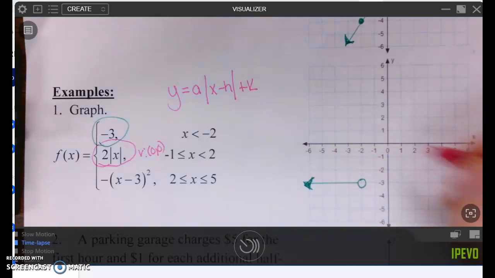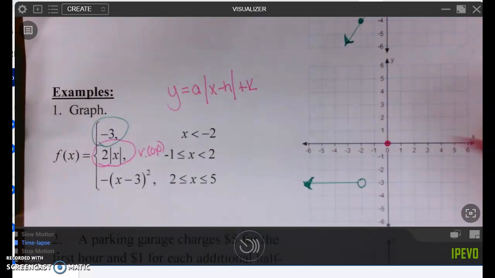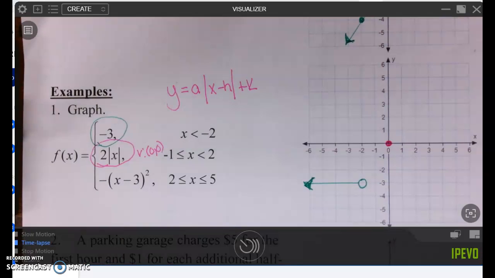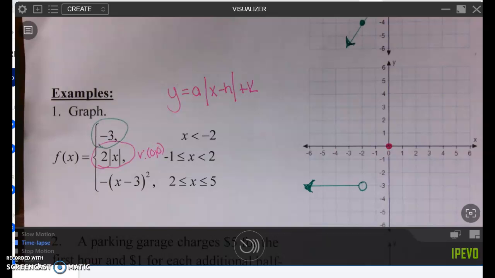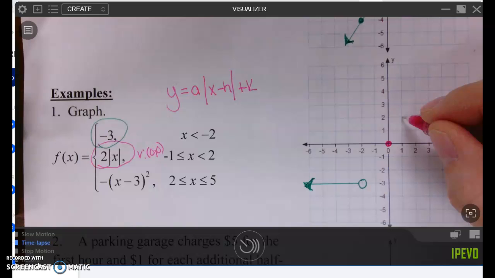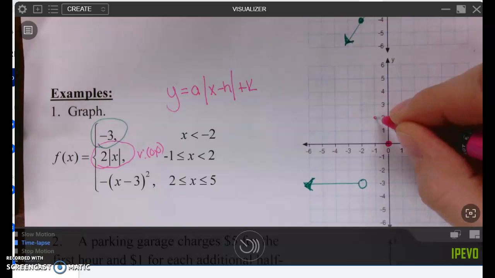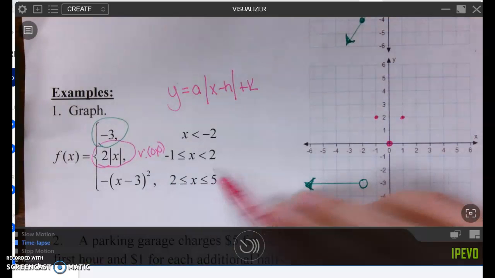Of our V, and 0, 0 is in our domain, so I'm going to go ahead and put a point there. And then the a out front is like your slope. So this is like a slope of 2, except that it's not a slope because we need to go up 2 and over 1 both directions. So up 2 and over 1 both directions. And I want to make sure I stay within my domain. I only want x values from -1 to +2.